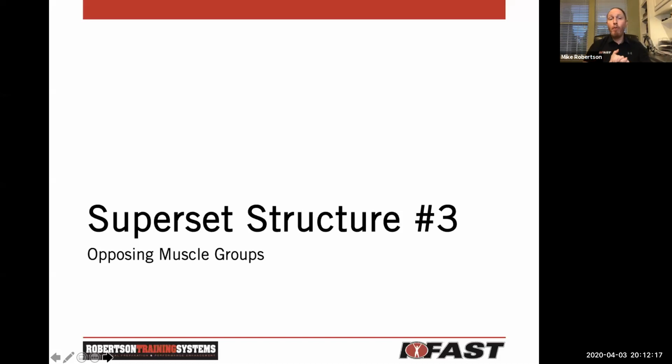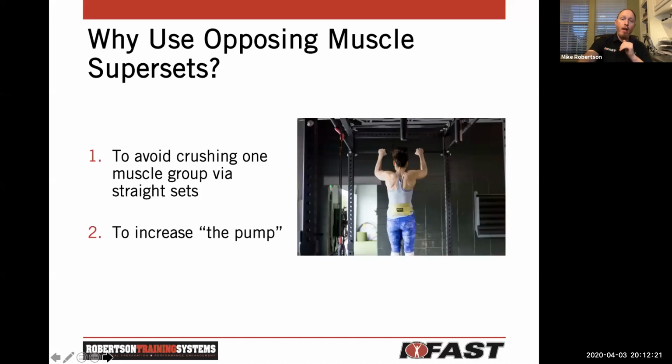Superset structure number 3 is our opposing muscle groups. And again, why do we use this? Well, number one, if we do like bench press, rest, we get a lot of fatigue in one muscle group. So if you don't want to just crush one muscle group and you want to avoid that, you can pair a front to back muscle group. So like a chest and a back or something like that.